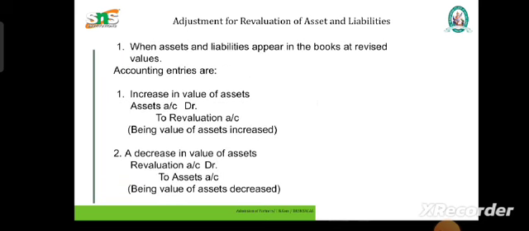When assets and liabilities appear in the books at revised values, the entries are as follows. Increase in the value of asset: asset account debited to revaluation account. The narration is being value of assets increased. The second entry is a decrease in the value of asset. If there is any decrease in the value of asset, the entry is revaluation account debited to asset account. The narration is being value of assets decreased.